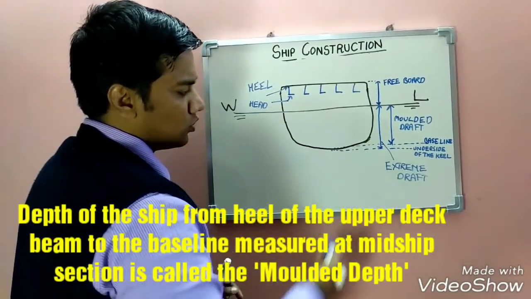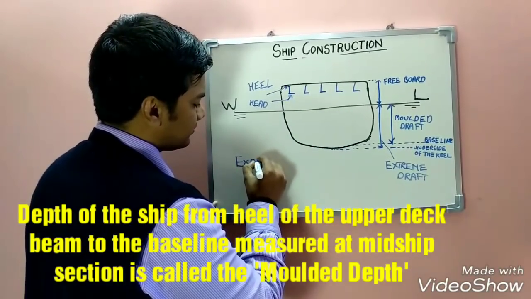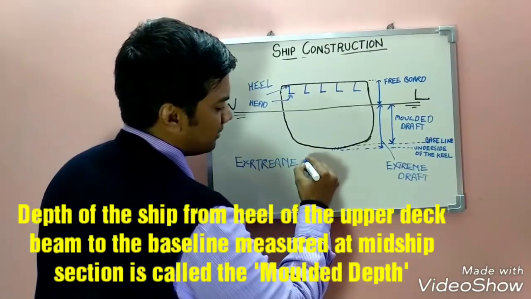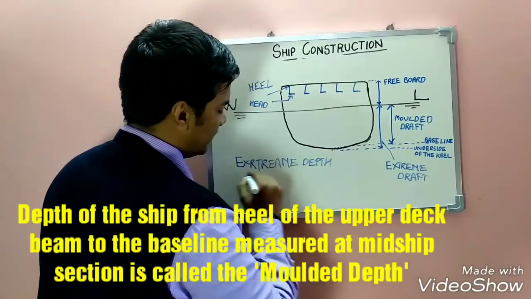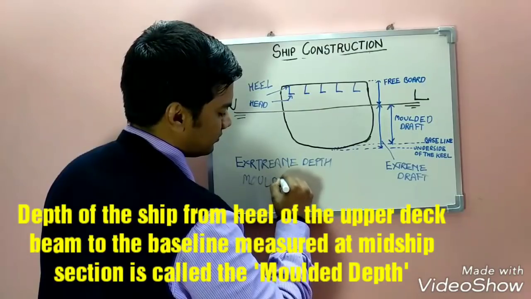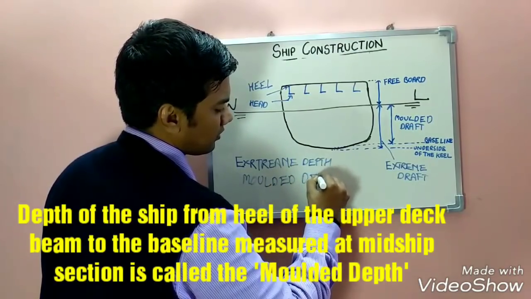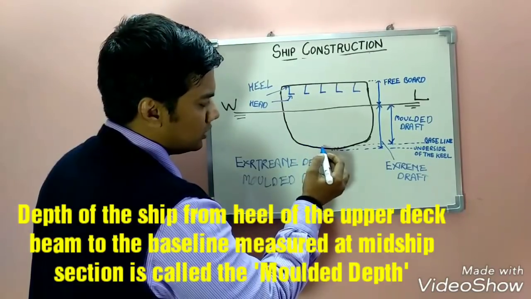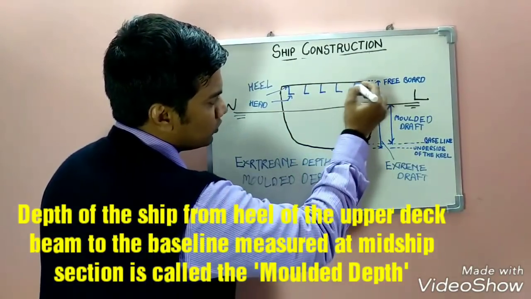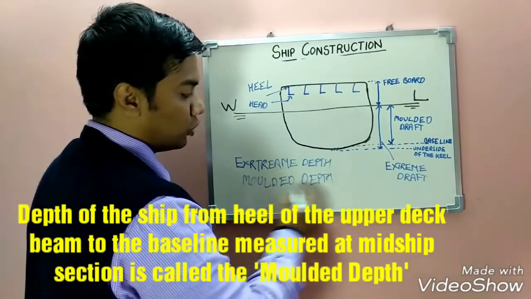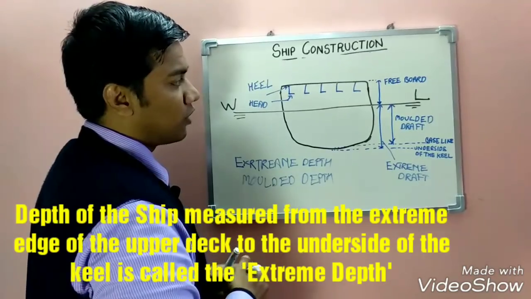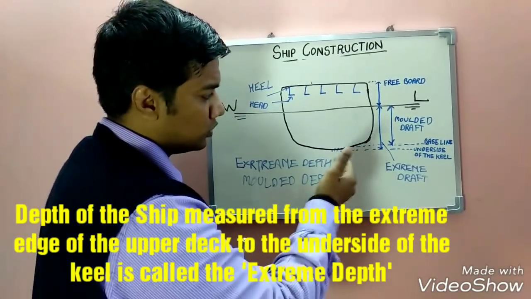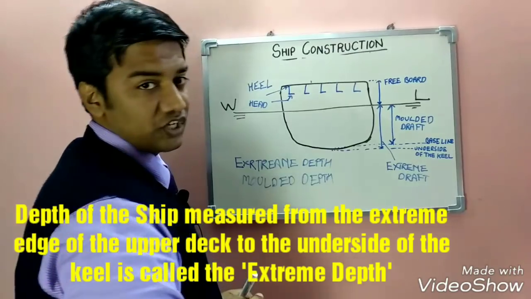So your extreme depth and molded depth. Now molded depth is measured from the heel of the upper deck beam to the baseline. Okay, this baseline to the heel of the upper deck beam is your molded depth. Extreme depth is measured from the extreme edge, this edge, the extreme edge of the freeboard deck to the underside of the keel. This is the extreme depth.